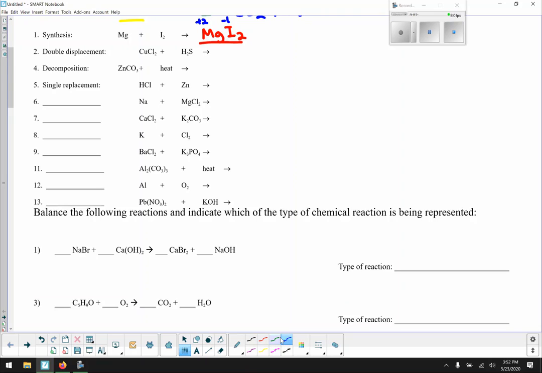The next one's a double displacement, and it is copper 2 chloride and hydrogen sulfide. So it's a double displacement. The copper is going to change places with the hydrogen. Copper has a positive charge and hydrogen has a positive charge. So you're going to end up with copper going with the sulfur, and the hydrogen going with the chlorine.